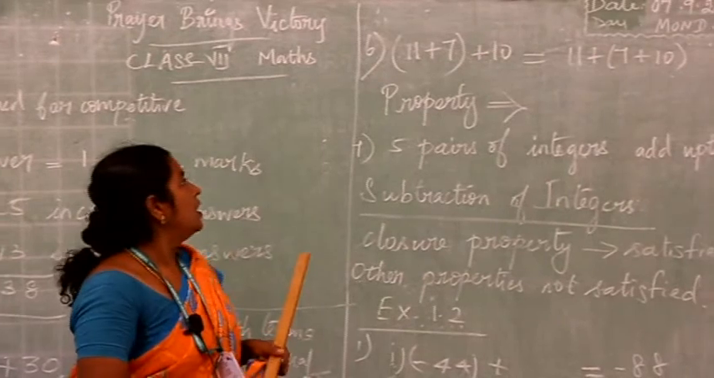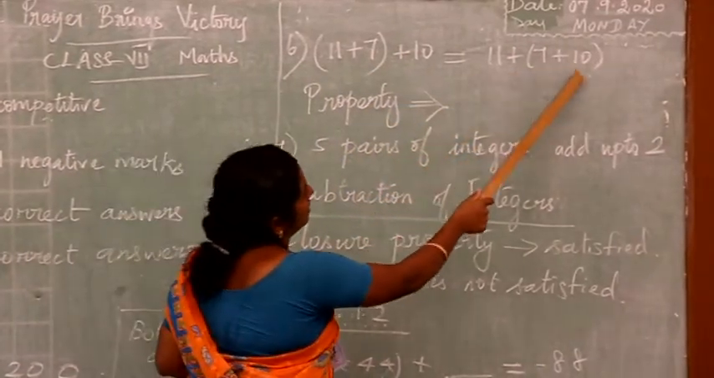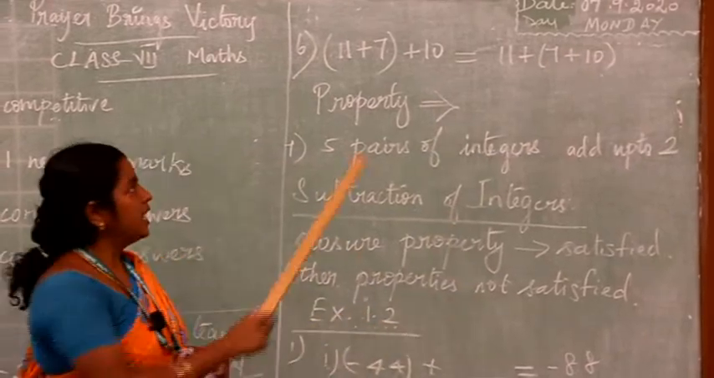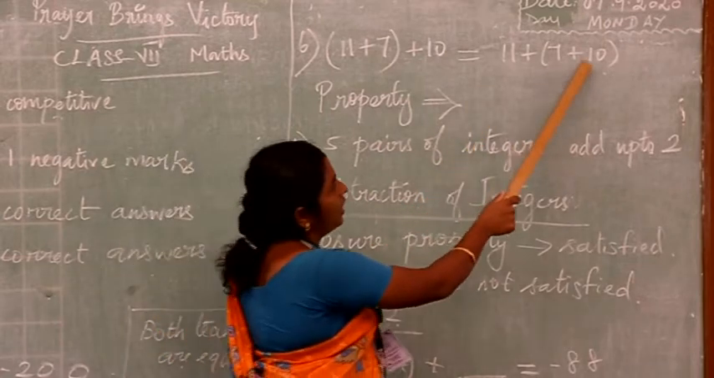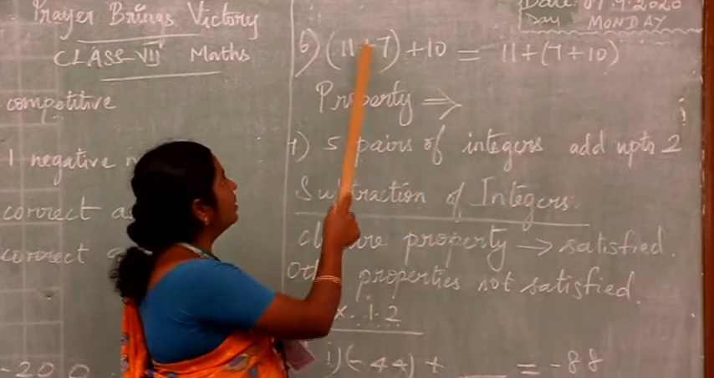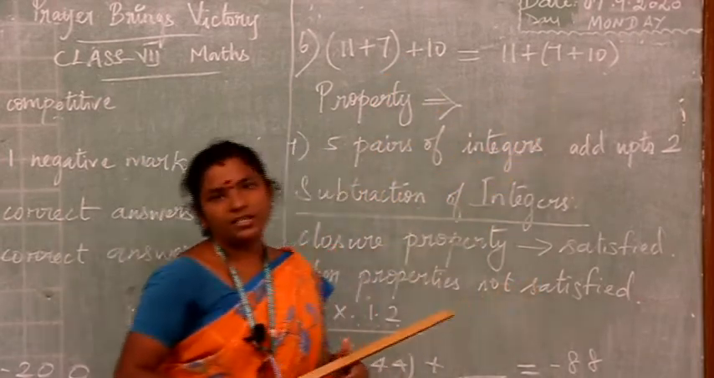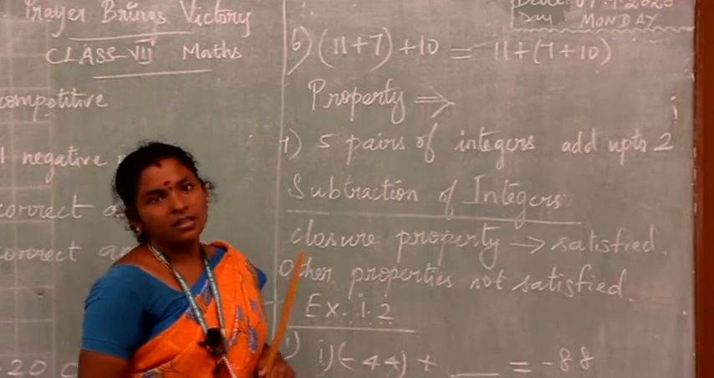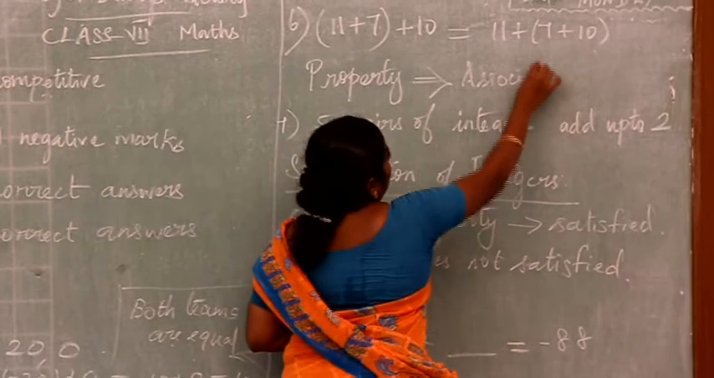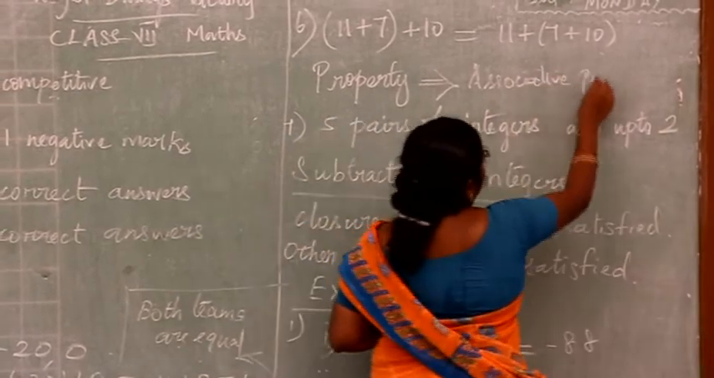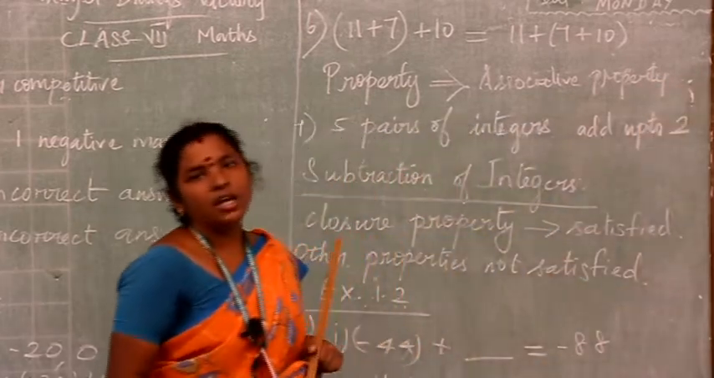You can see 11 plus 7 plus 10, which is equal to 11 plus 7 plus 10. So you can see here the same numbers are repeating, 11, 7, 10. Here also 11, 7, 10. Only the brackets varied here. For the first two numbers they had given you the bracket here, for the last two they had given the brackets here. So what property is it? Yes, you are right, it is your associative property. Associative property, and both are equal.